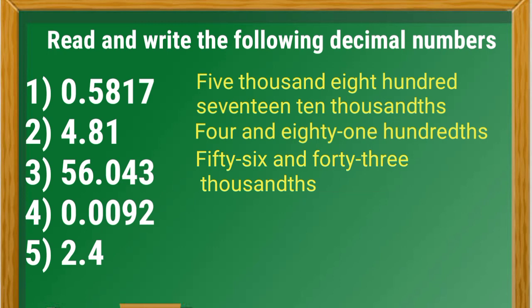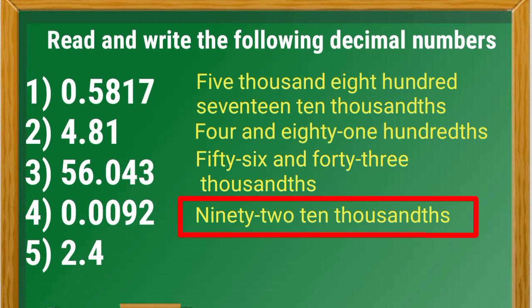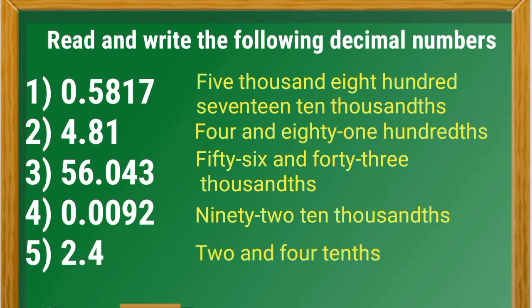Another one, number 4. How will you read this? 92 ten thousandths. Okay, that is 92 ten thousandths. And this can be written this way. Lastly, number 5. How are you going to read this one? 2 and 4 tenths. Okay, that is 2 and 4 tenths. And this can be written this way.